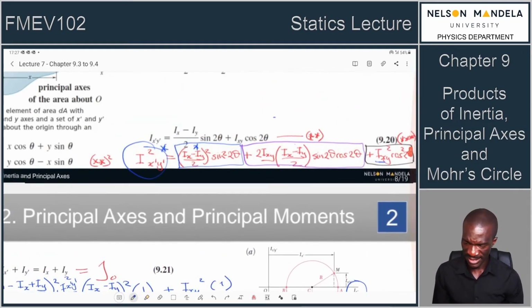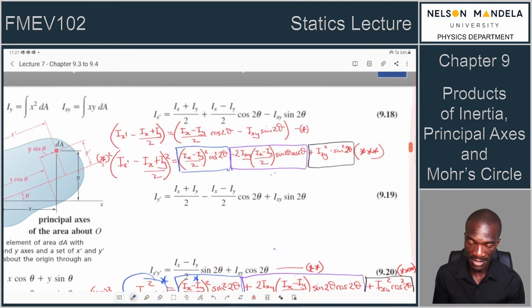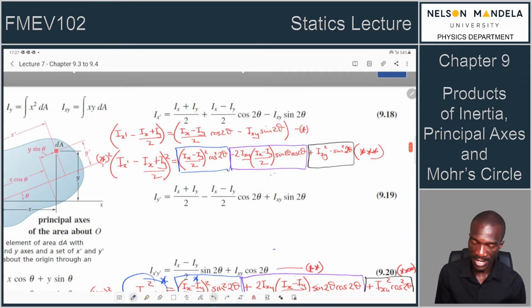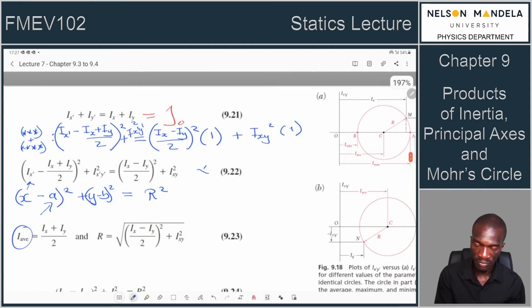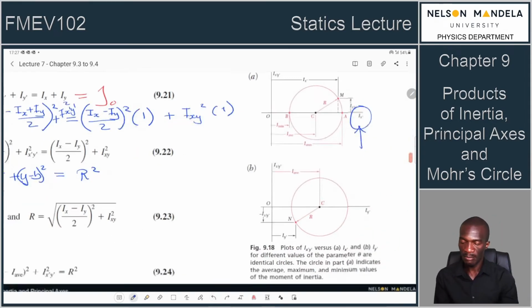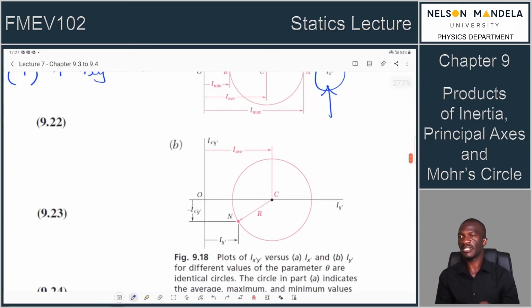This means that if you would carry out the same mathematical analysis, but this time, instead of starting with Ix prime, you start with Iy prime, you would come up with an equation that looks something like this. That would be part of your solution, but that equation would have some properties that are shown in part B of this diagram. So this diagram is the same type of circle that you would get. Remember, the mathematical steps would be different from the Ix prime steps that we took.